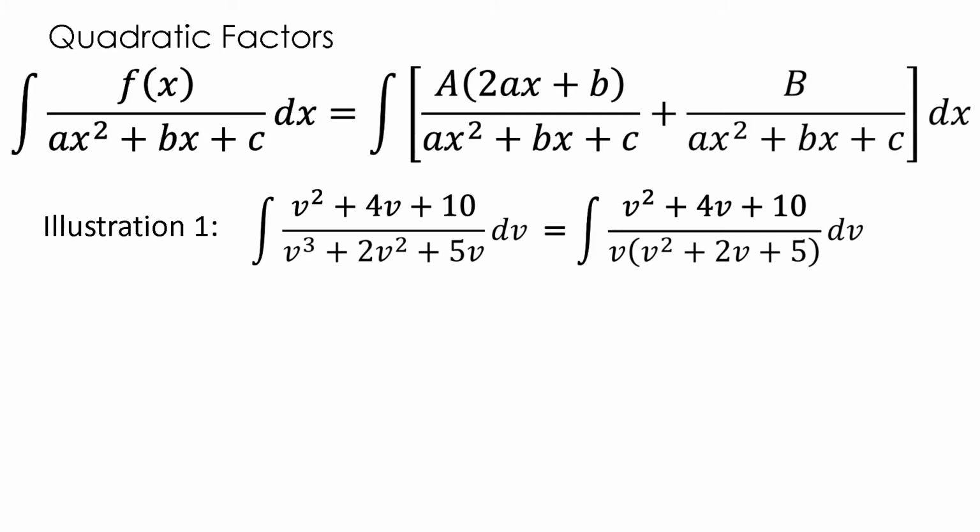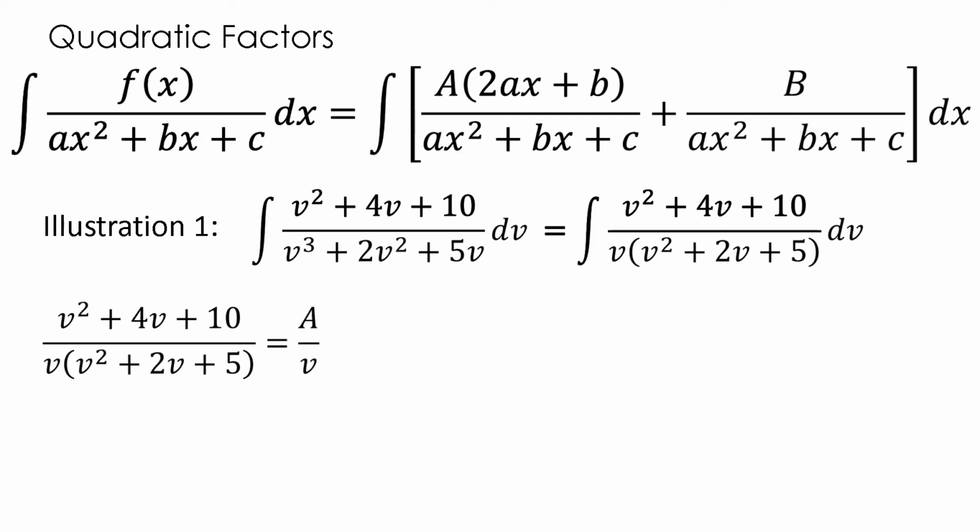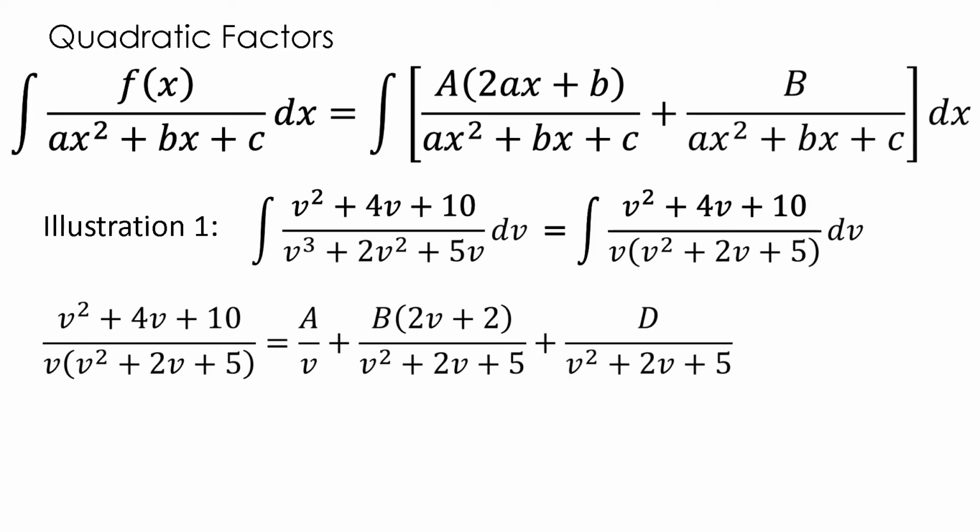If we consider the factored out denominator of the integrand, which is v squared plus 4v plus 10 all over v times the quantity v squared plus 2v plus 5, this will be equal to A over v plus B times the quantity 2v plus 2 all over v squared plus 2v plus 5 plus D all over v squared plus 2v plus 5.